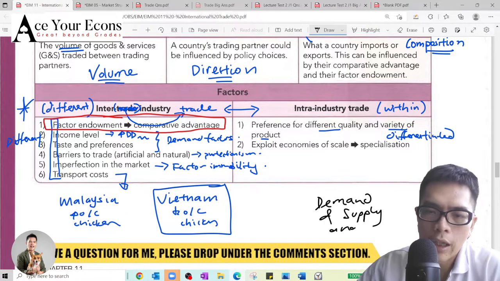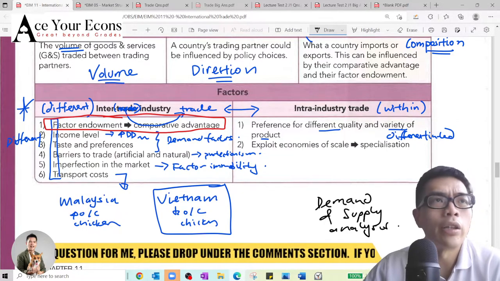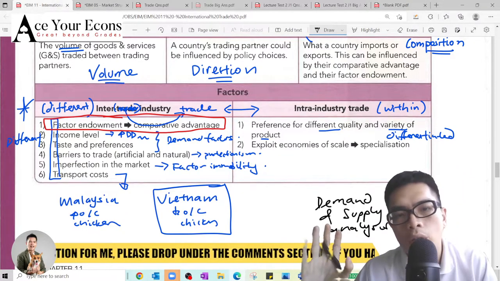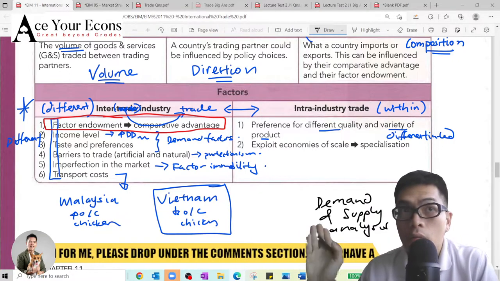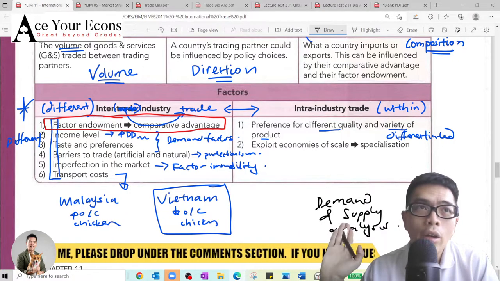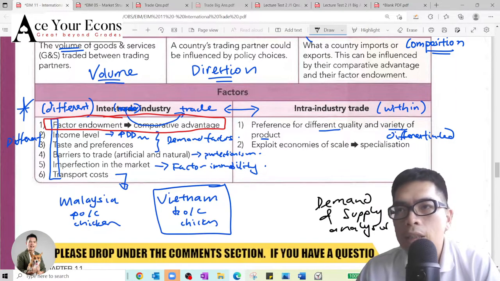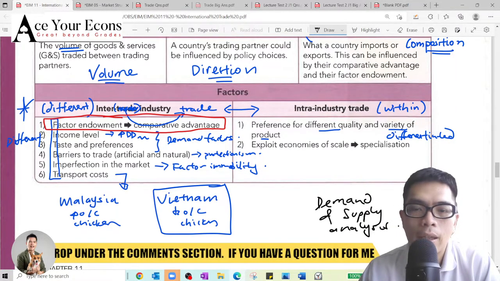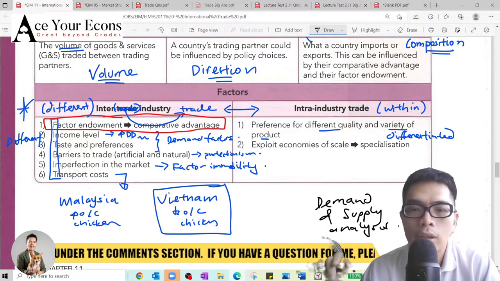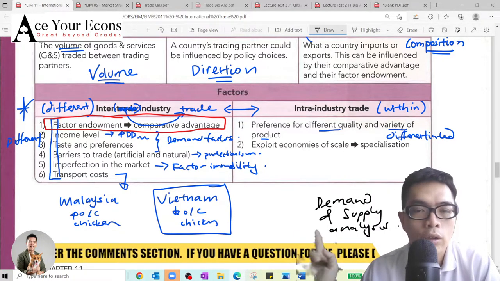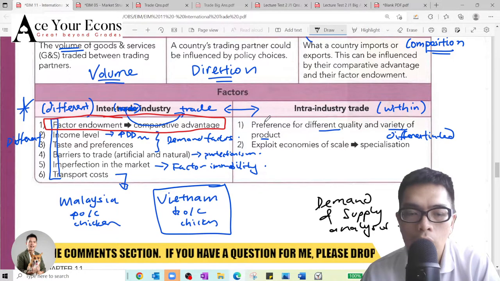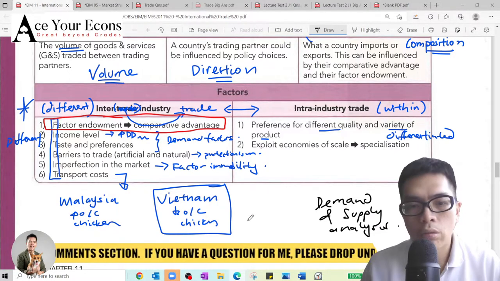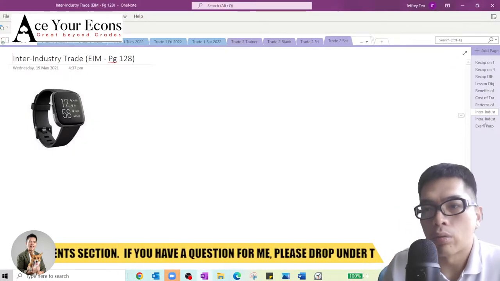So I will not cover this. Inter and intra industry is good enough. If you're not sure about demand and supply analysis, you can possibly book a consult, then I'll address that separately. If not, I don't see the need to because it's not important. Inter and intra is good enough to address patterns of trade. All right, so with this, I'm going to move on to exam purpose.